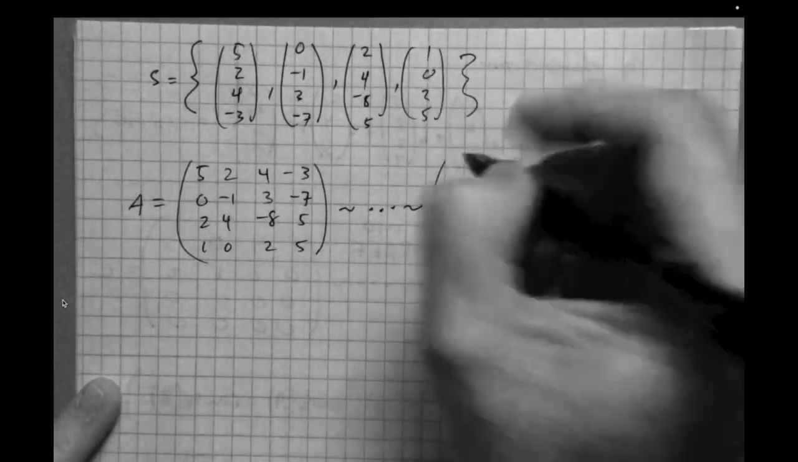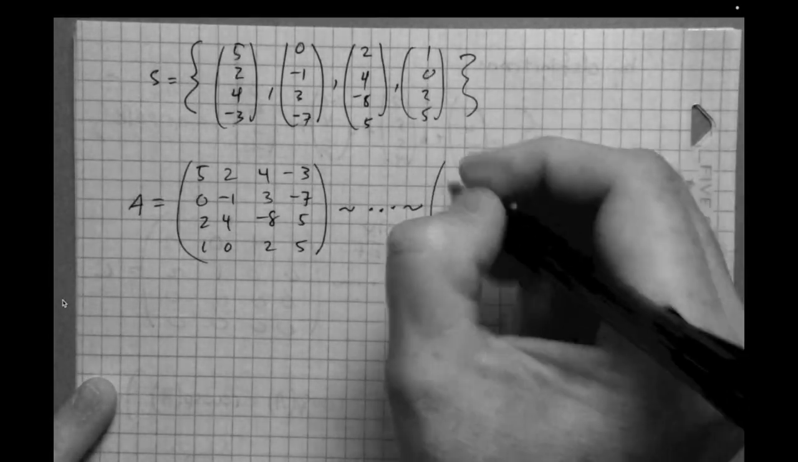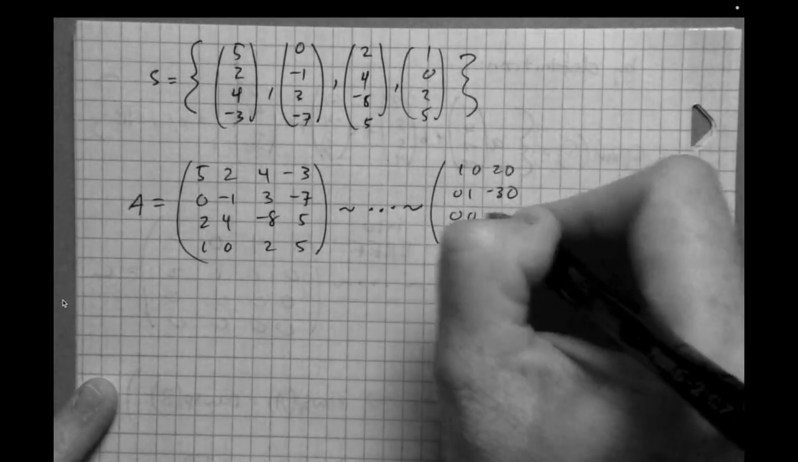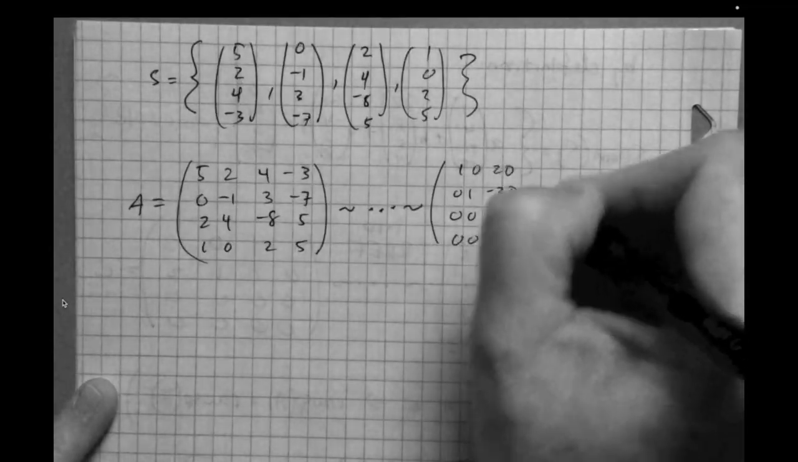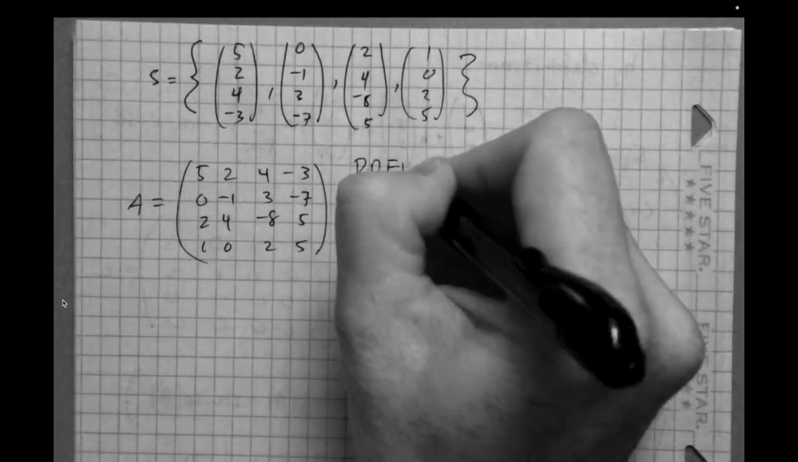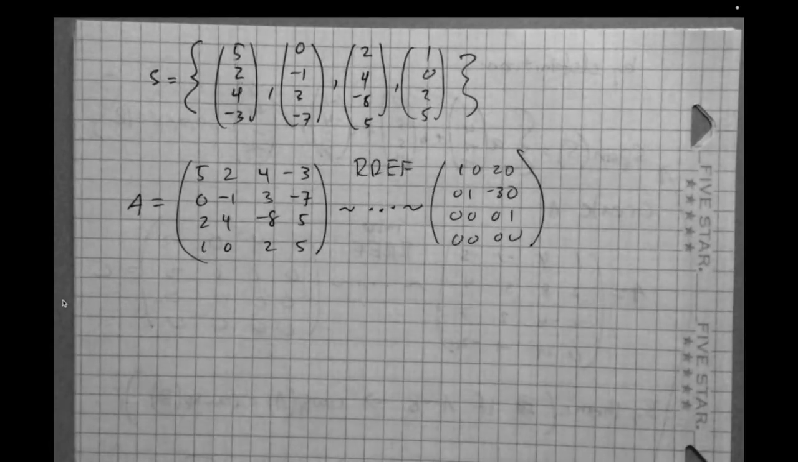And when I do that, I get 1, 0, 2, 0, 0, 1, -3, 0, 0, 0, 0, 1, 0, 0, 0, 0. Okay, this is reduced row echelon form. We have to go all the way to RREF.